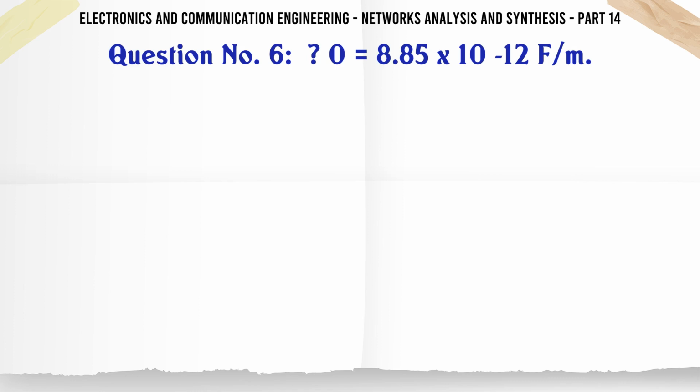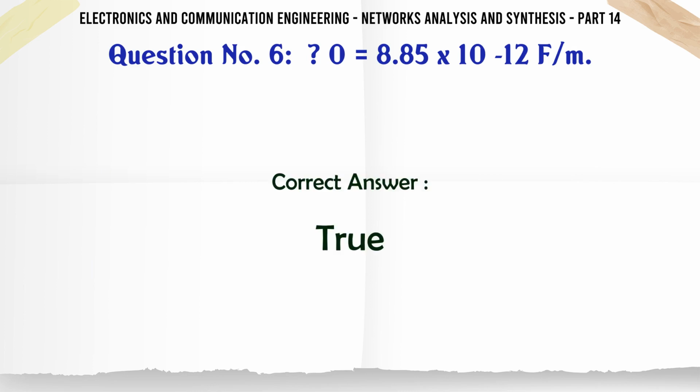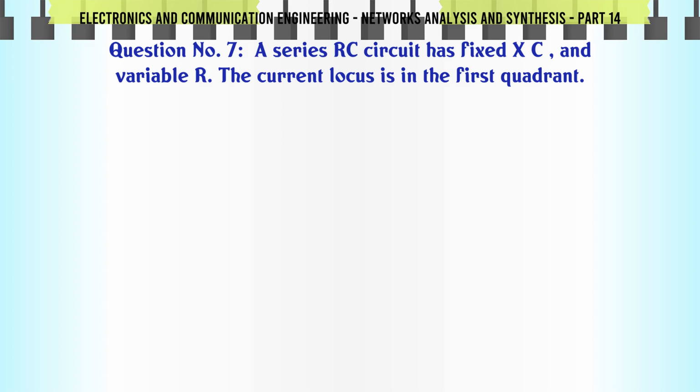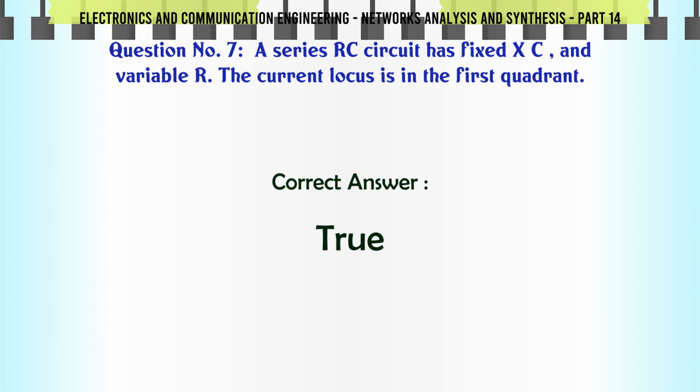8.85 x 10^-12 F/m. A. True. B. False. The correct answer is true. A series RC circuit has fixed XC and variable R. The current locus is in the first quadrant. A. True. B. False. The correct answer is true.